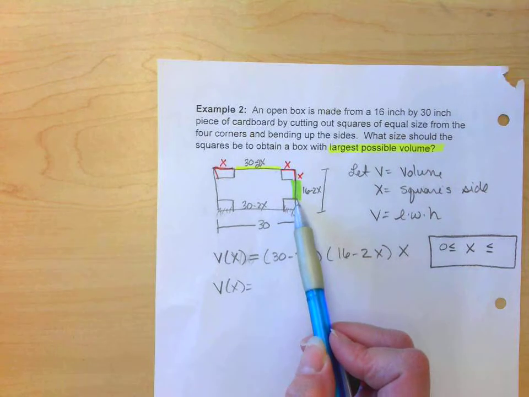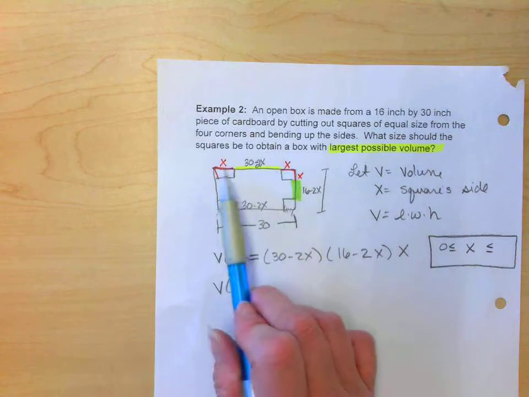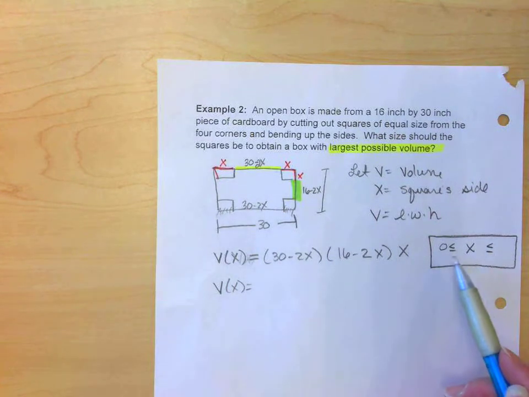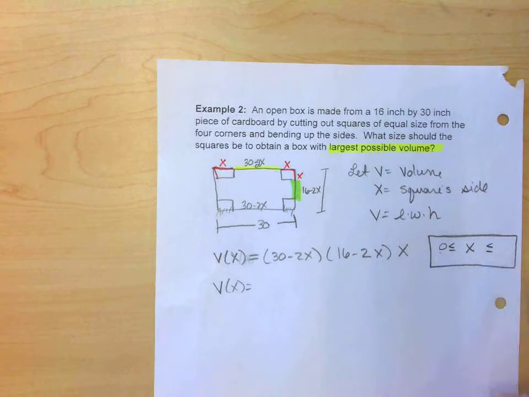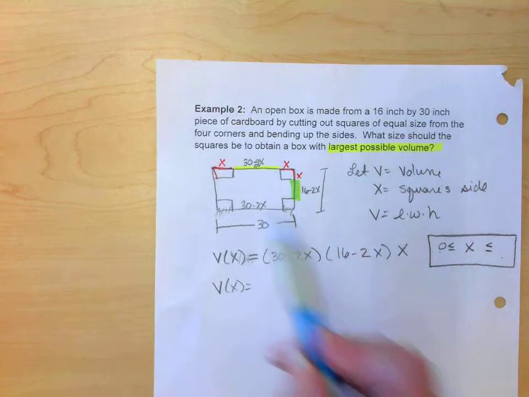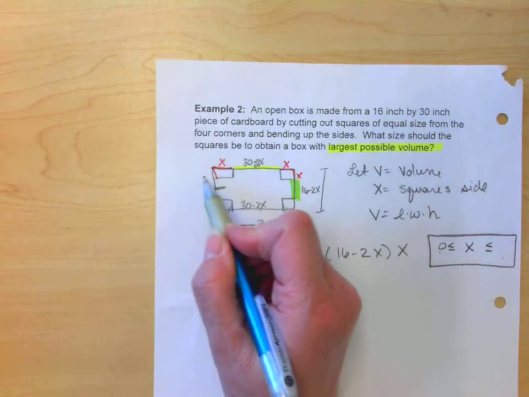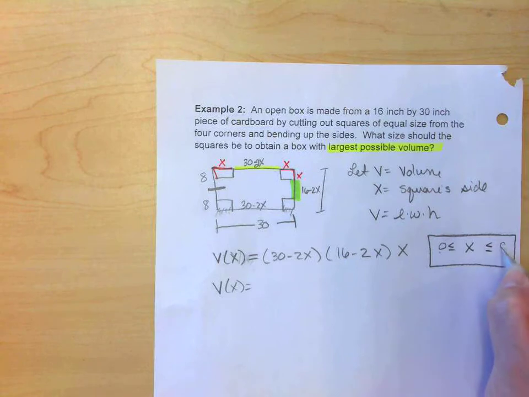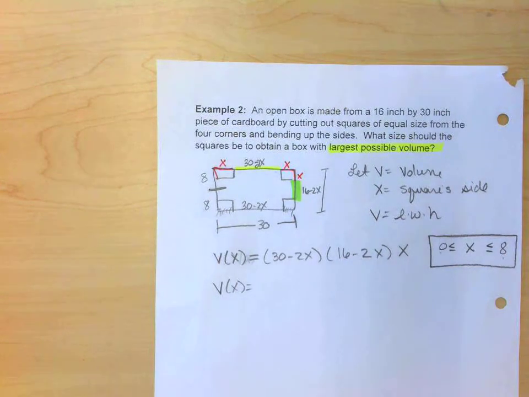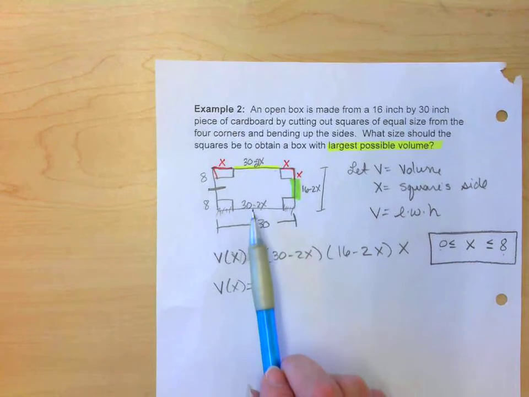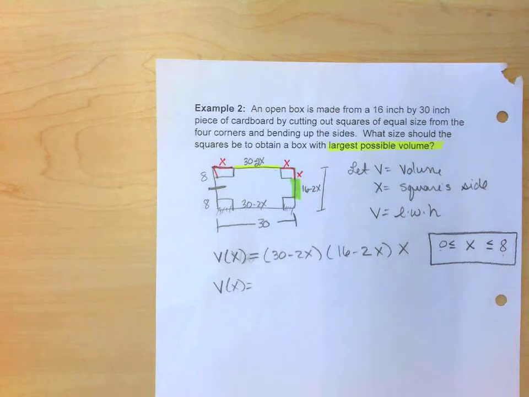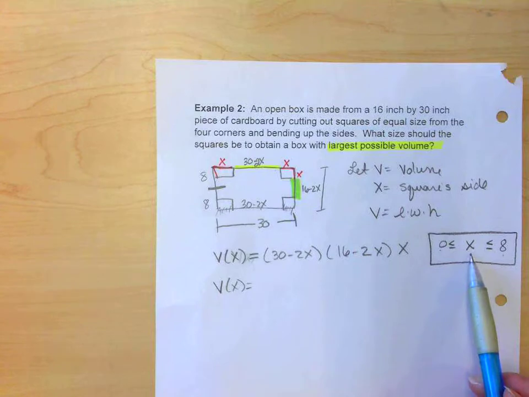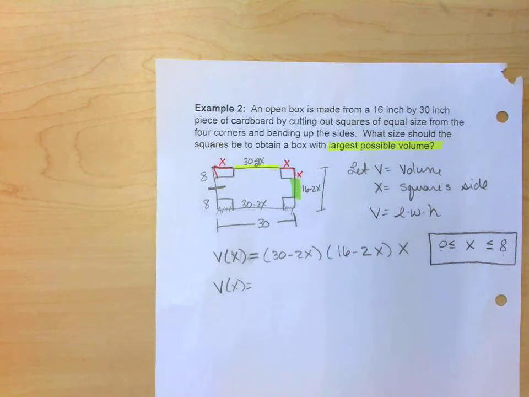Well, the smallest x would be if it doesn't exist at all. If we didn't cut anything, then of course the volume's going to be 0 because we'd just be looking at a flat piece of paper. The largest x is if we went halfway across the smallest side. Because if we went halfway across the large side, 15, we couldn't get a square of size 15 because this width, the 16 over here, wouldn't have enough width to cut 2 15s from it. So our x, our square, can go anywhere from 0 to 8.